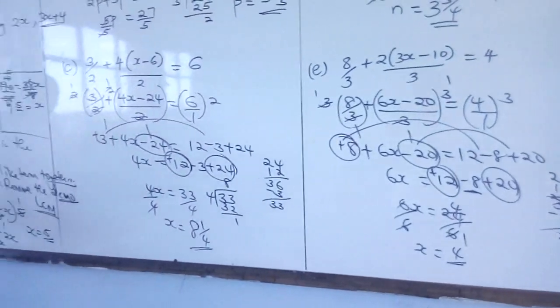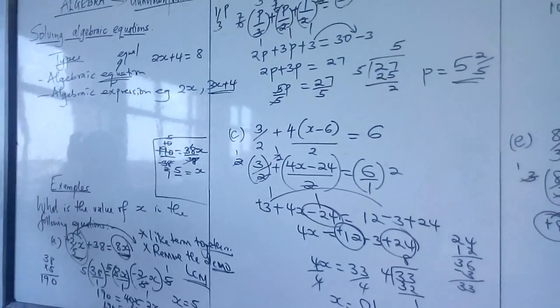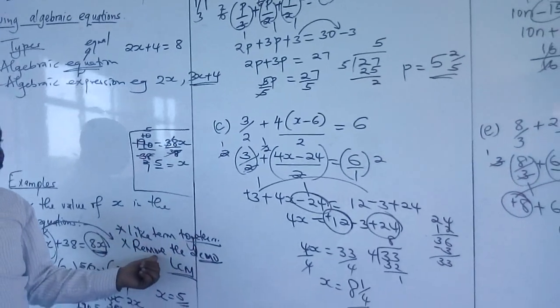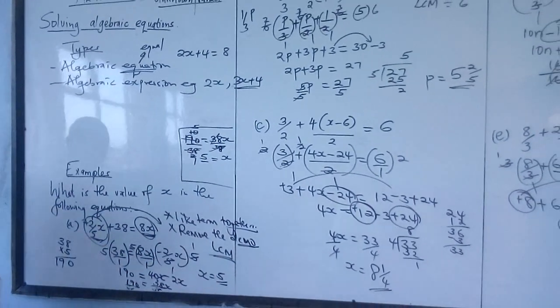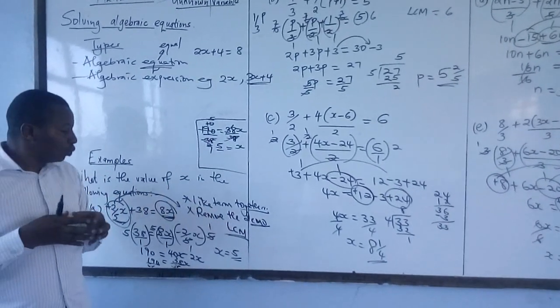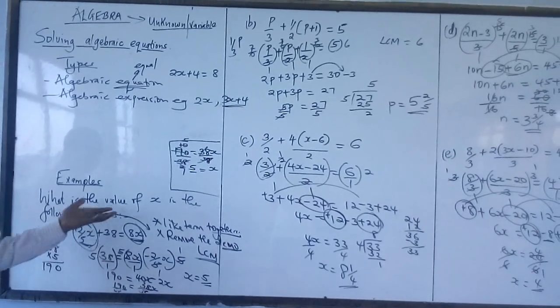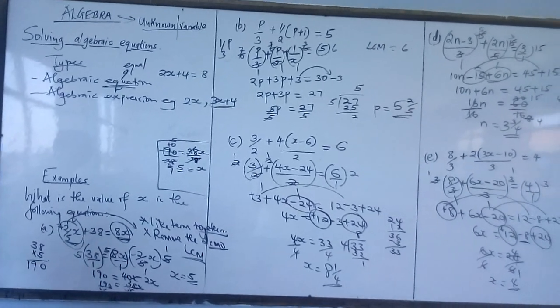We have said the first thing is, like terms come together. If it is possible, like terms come together, you remove the denominators. The reason why we are removing the denominators is so that we work with whole numbers, so that we eliminate the fractions and work with whole numbers.